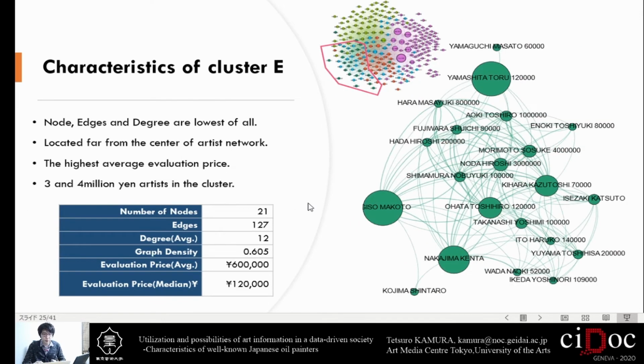Cluster E. This cluster's nodes, edges, and degrees are the lowest of all, and it is located far from the center of the Japanese oil painters network in here. However, it has the highest average evaluation price. There are artists at 3 and 4 million yen in the cluster.